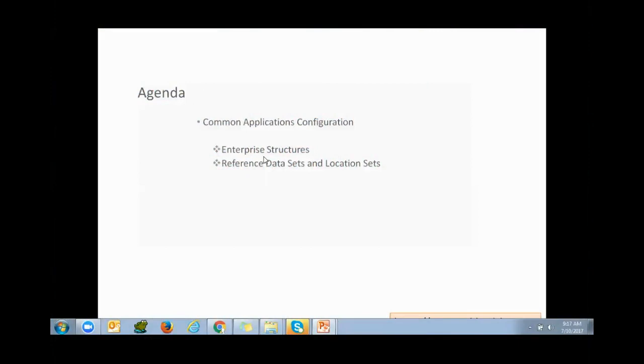Today we'll discuss enterprise structure and reference data sets. Very important concept. In EBS, we can compare enterprise structure with the multi-org structure.